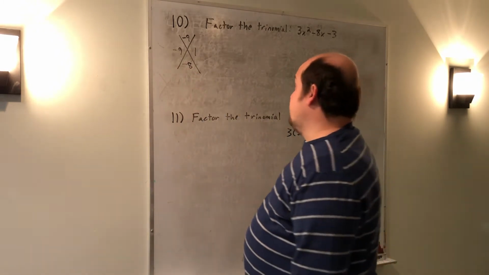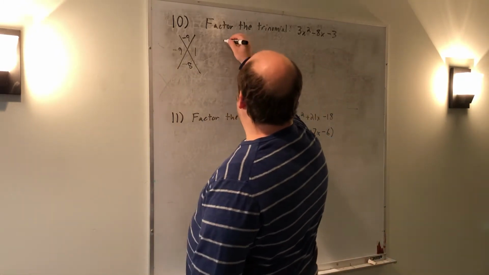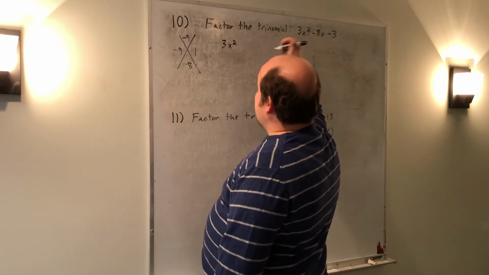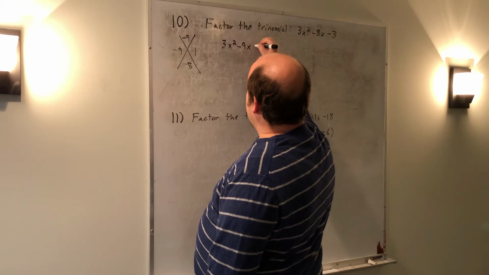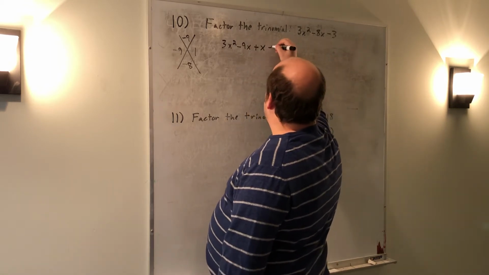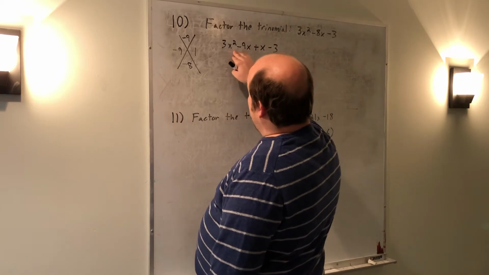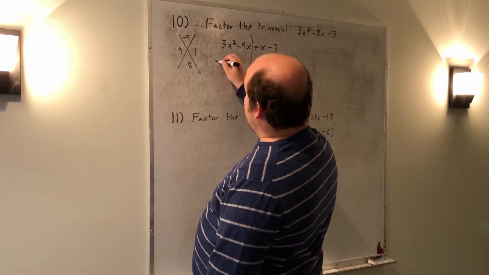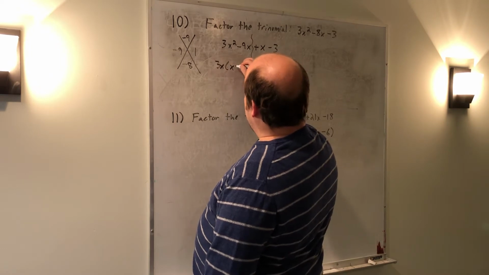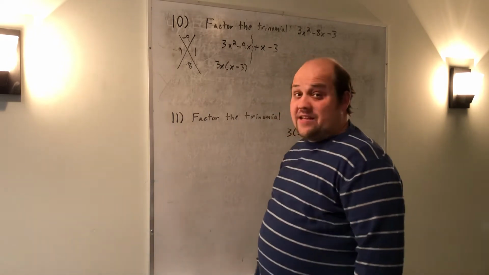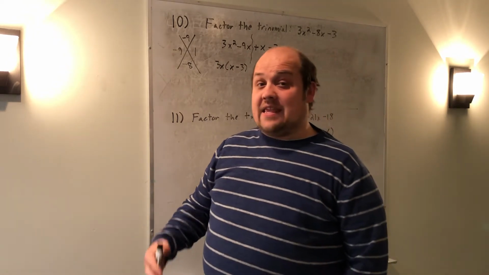So this tells me to rewrite my original equation, keeping the x squared term the same, but splitting this negative 8x into negative 9x plus x. Then I keep the negative 3 at the end. Pulling from the first two terms, when I factor by grouping, 3x can come out. That gives me 3x, x minus 3. For the second term, I already have x minus 3, so I'm not really pulling anything out.